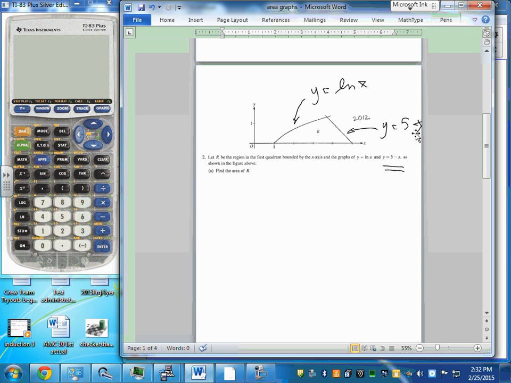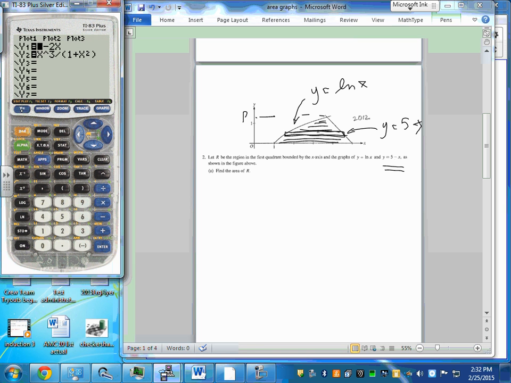Because this is not vertically simple, I'm going to do this with horizontal rectangles. So I'm going to picture a horizontal rectangle running like this, and then stack them up from the bottom to the top. I'm going to have to figure out how high this guy is. So let's go to the calculator first. We'll clear away these.